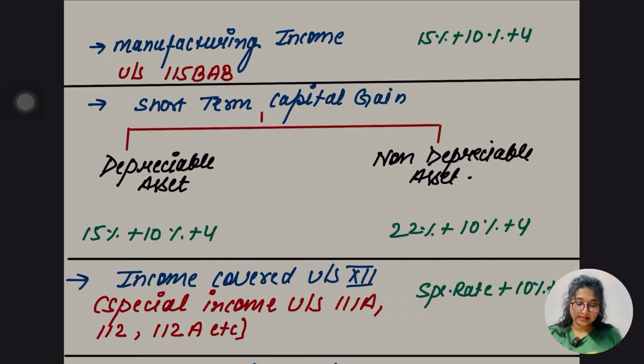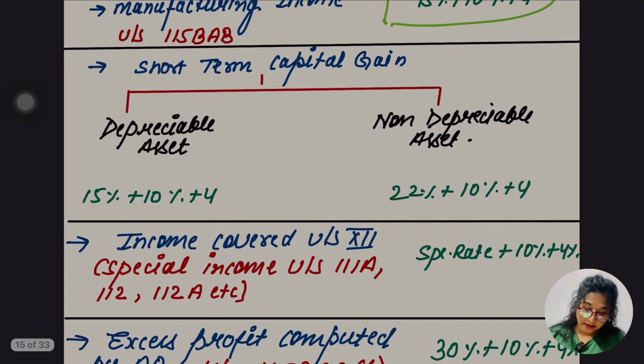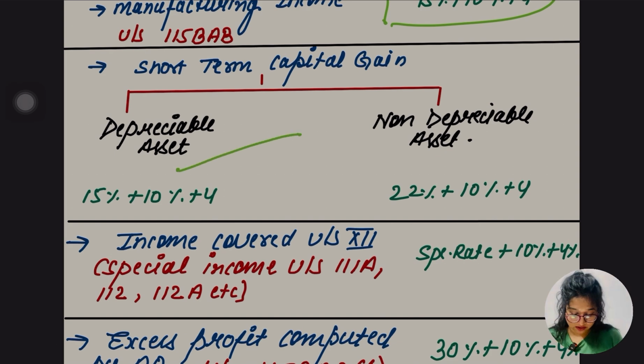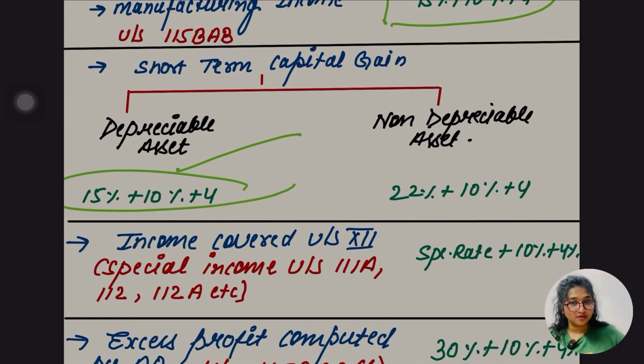There are no very important things here, so I have just mentioned them. In this section there are a few more things mentioned, so let's go for them. Manufacturing income, as I told you, is going to be taxable at the rate of 15%, 10% surcharge and 4% cess. For short term capital gain on a depreciable asset, the rate is going to be the same, 15%, 10%, 4%. But let's talk about the non-depreciable asset.